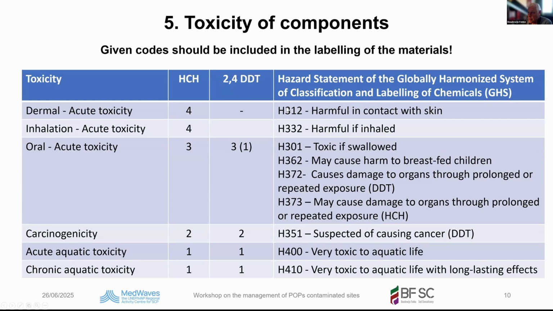So I took here an example of HCH, which is lindane, and its byproducts, its isomers. And here this is DDT, 2,4-DDT: dermal, class 4; inhalation, class 4; oral, class 3; carcinogenic 2; acute aquatic toxic, class 1; and chronic aquatic toxic 2. Now, hazard statements of the Globally Harmonized System of classification and labeling of chemicals, and this is in the Basel Convention, and here are the codes to be used.